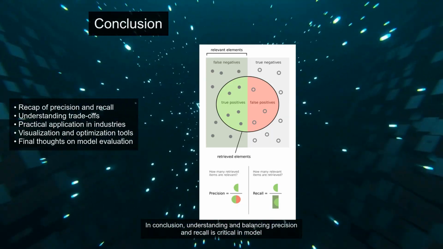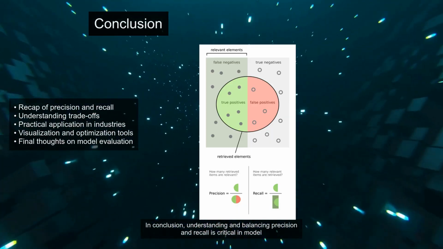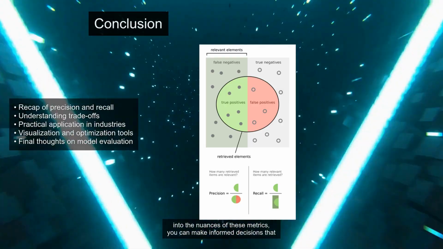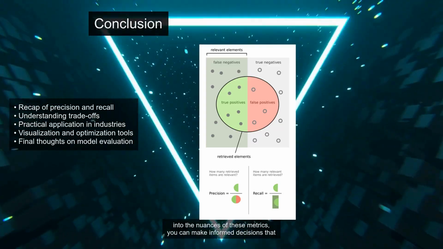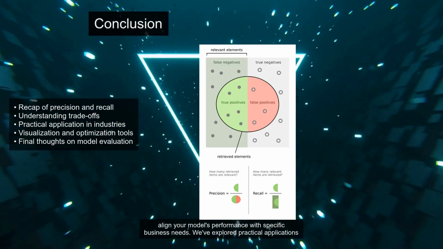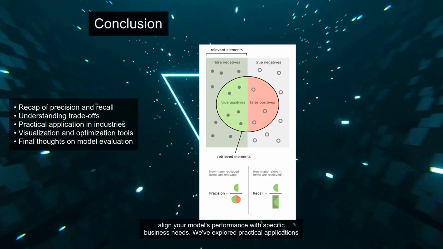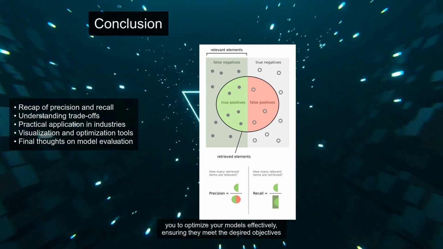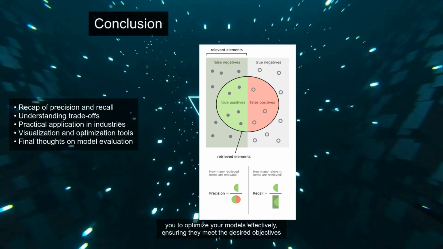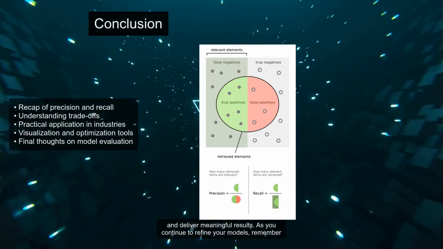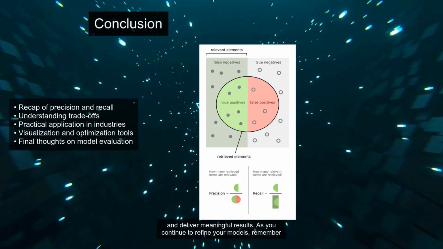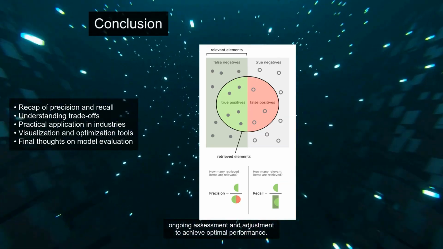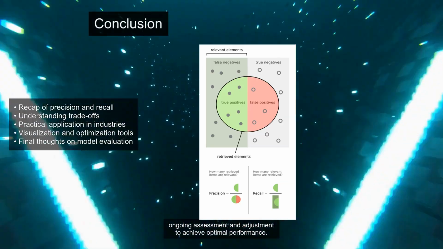In conclusion, understanding and balancing precision and recall is critical in model evaluation, especially in scenarios where different errors have varied consequences. By delving into the nuances of these metrics, you can make informed decisions that align your model's performance with specific business needs. We've explored practical applications across industries, visualization techniques, and strategies for managing trade-offs. These insights empower you to optimize your models effectively, ensuring they meet the desired objectives and deliver meaningful results. As you continue to refine your models, remember that the balance of precision and recall is a dynamic process, requiring ongoing assessment and adjustment to achieve optimal performance.